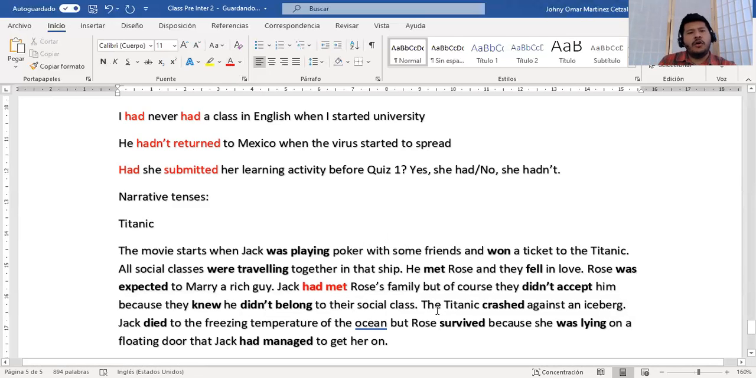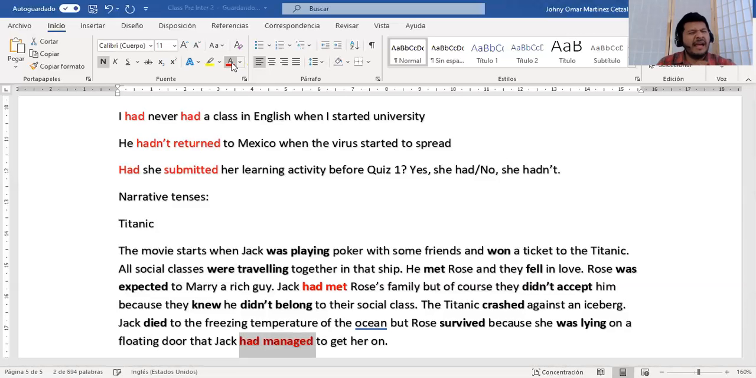The Titanic crashed against an iceberg. Jack died due to the freezing temperature of the ocean, but Rose survived because she was lying on a floating door that Jack had managed to get her on. Okay, so in this case, we use past perfect again. And I had to force the sentence so we could include past perfect, okay? Because we could have said all of that in simple past or past simple, okay? So this is an example of narrative tenses. This is what you are expected to be able to use.